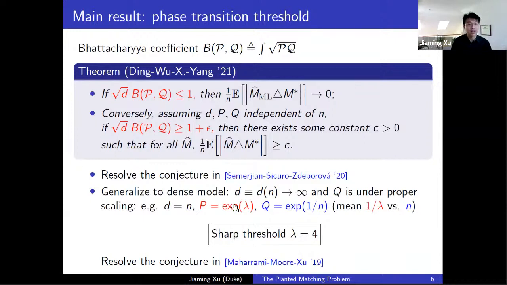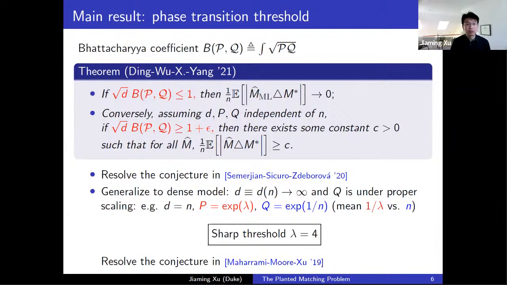So let me give you a more precise example in this dense model. For example, D equals M, so in other words, you have a complete bipartite graph. Now P is exponential with rate lambda, and Q is exponential with rate 1 over n. So the mean is 1 over lambda versus n. In this case, the Bhattacharyya coefficient threshold reduces to lambda equals 4. When lambda is bigger than 4, the maximum likelihood estimator will coincide with M star almost perfectly. When lambda is less than 4, the reconstruction error is always lower bounded by some constant. So this in particular resolves the conjecture in the previous work, which studied this exponential model.